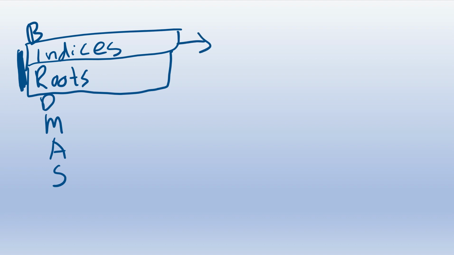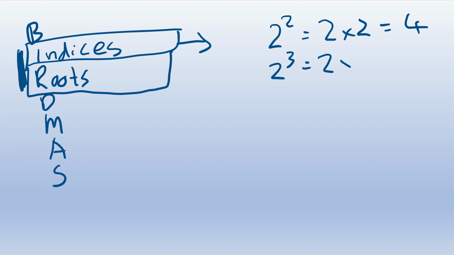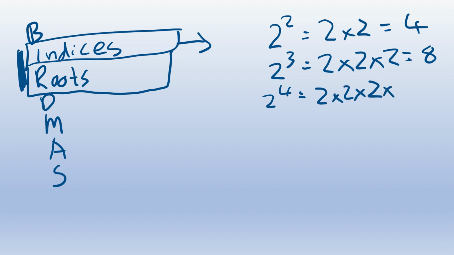And the indices that you would have had a look at would have looked something like this. You would have said 2 squared, and you would have learned that that was 2 times 2, which is 4. And maybe you might have had a look at 2 cubed, 2 to the power of 3, and that was 2 times 2 times 2, which is 8. And then 2 to the power of 4, which is 2 times 2 times 2 times 2, which is 16.